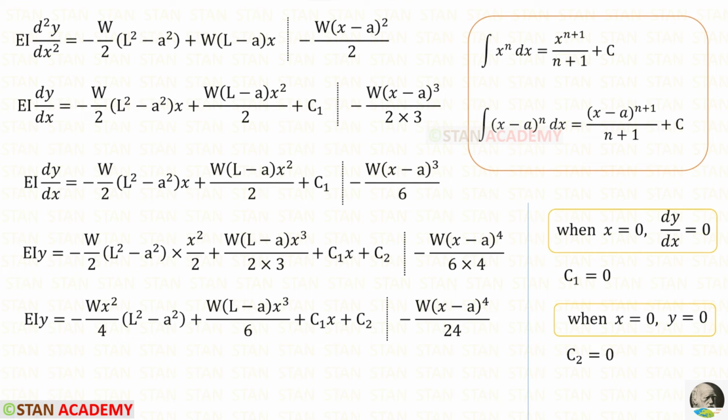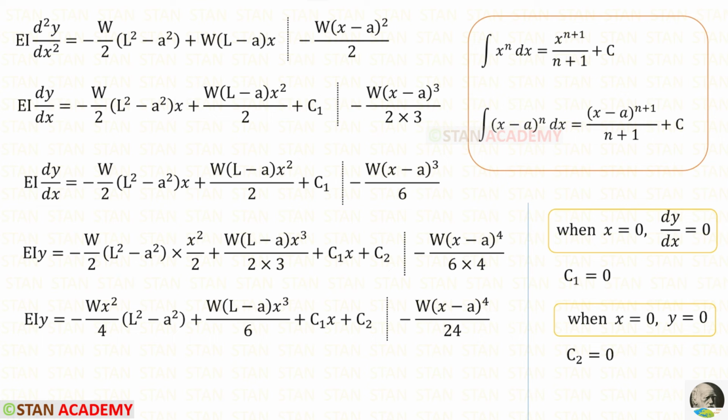At the point A, there is a fixed support. In the fixed support, there will be no slope. So when x is 0, the slope will be 0. In this equation, for x and for dy upon dx, we can apply 0. When we do that, we should not consider this term. In this way, for C1, we will get 0. Also, in the fixed support, there will be no deflection. In this equation for x and y, we have to apply 0. We should not consider this term. In this way for C2, we will get 0.